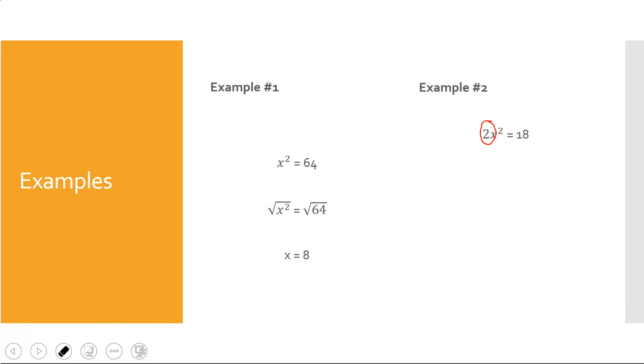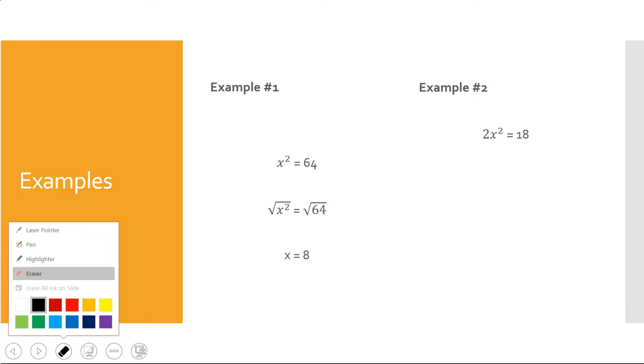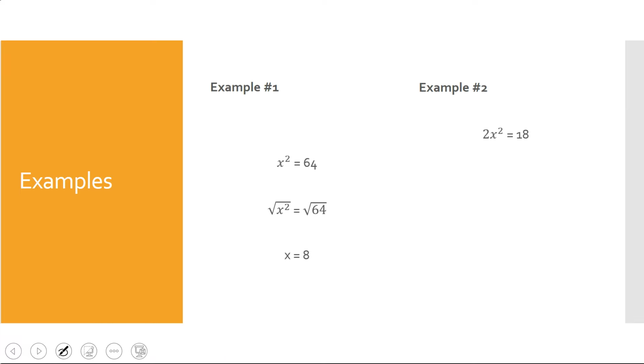Okay, so before you even begin to solve this equation by using square roots, you need to get rid of that 2 first in front of the x. And think about that. Think back to solving equations. This is multiplication right here, right? So 2 times x squared equals 18. We want that 2 to go away so that we're just left with the x squared.